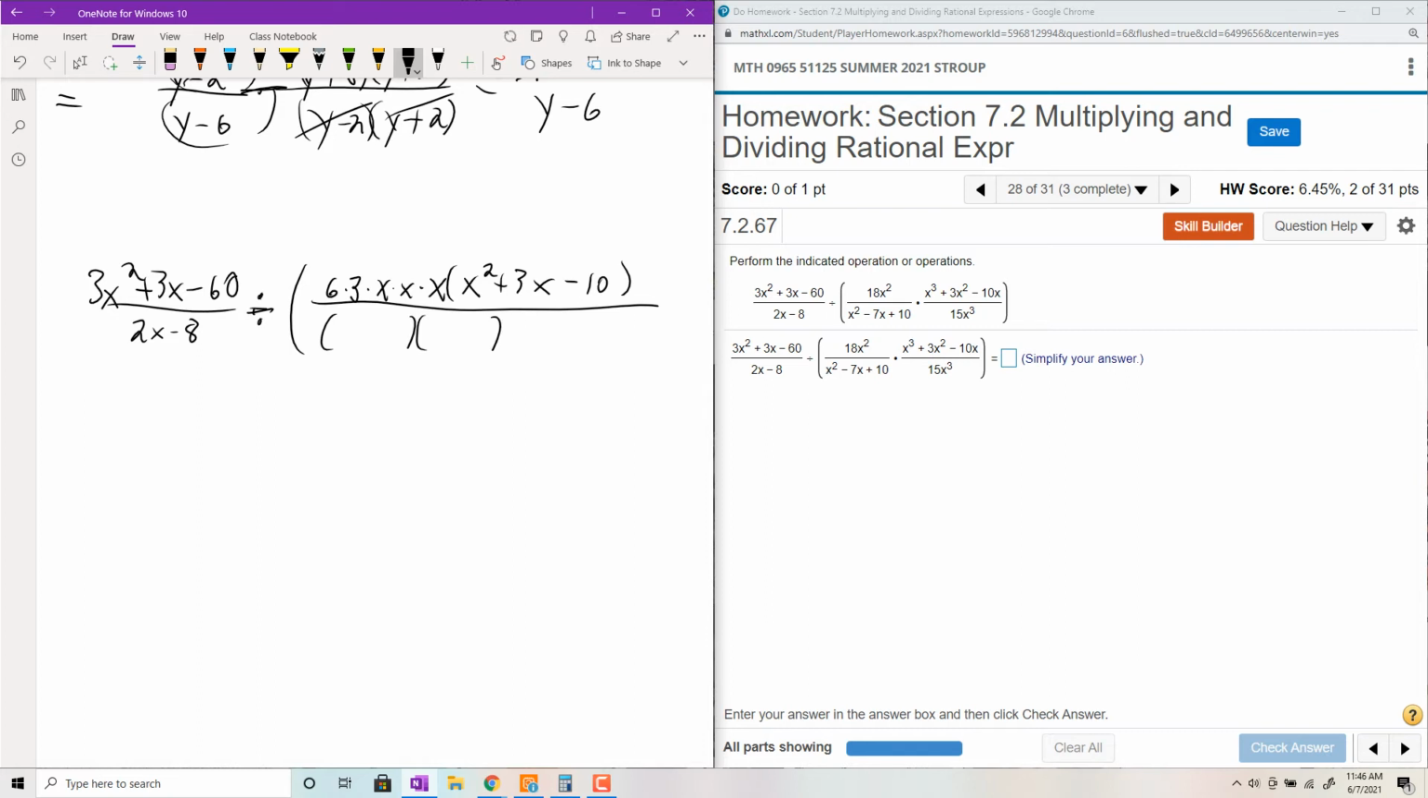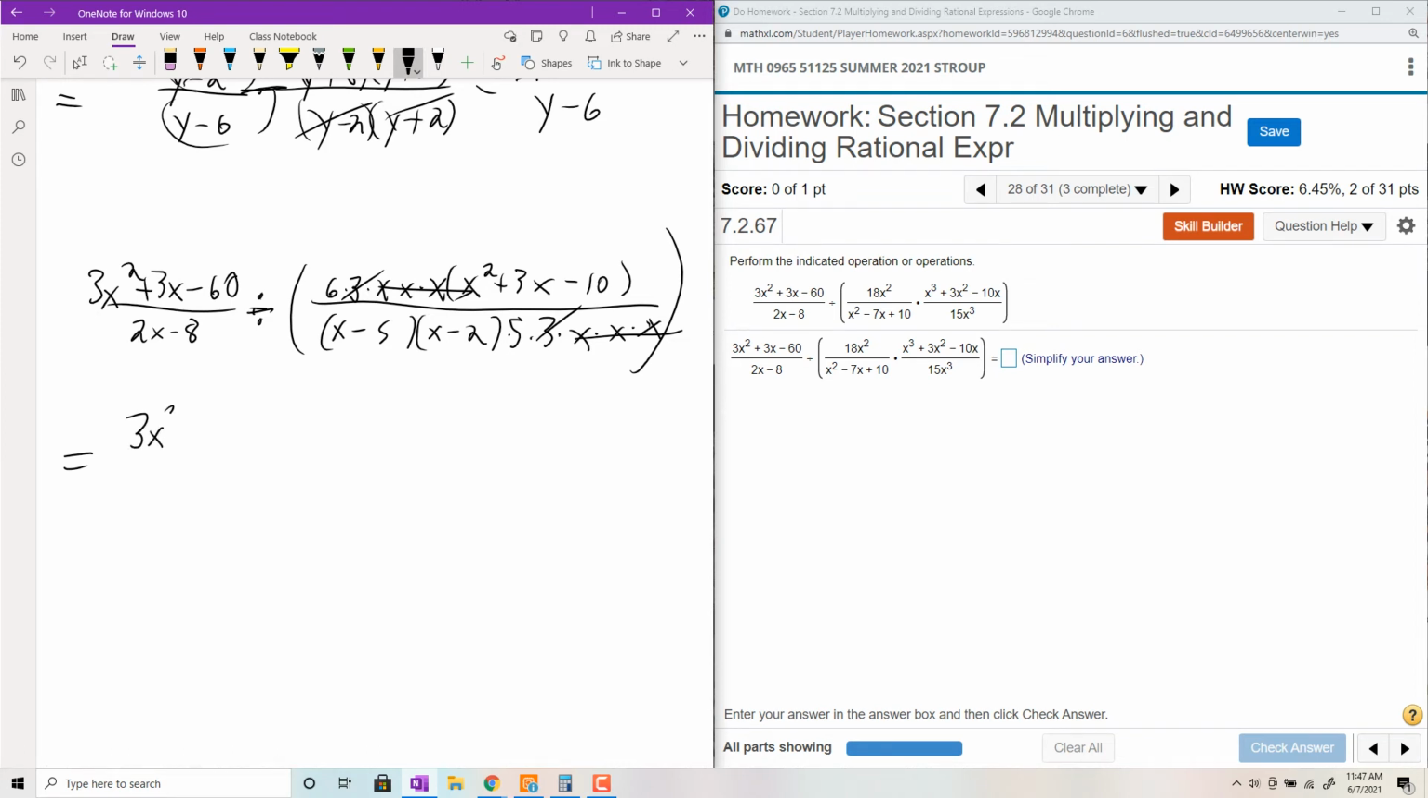The x squared minus 7x plus 10 would be x minus 5 and x minus 2. And then 15 is 5 times 3 times x times x times x. You can start canceling a little bit if you want. The 3's are gone. I can get rid of all these x's. And you end up with 6. Whoops, and I lost my entire first term.